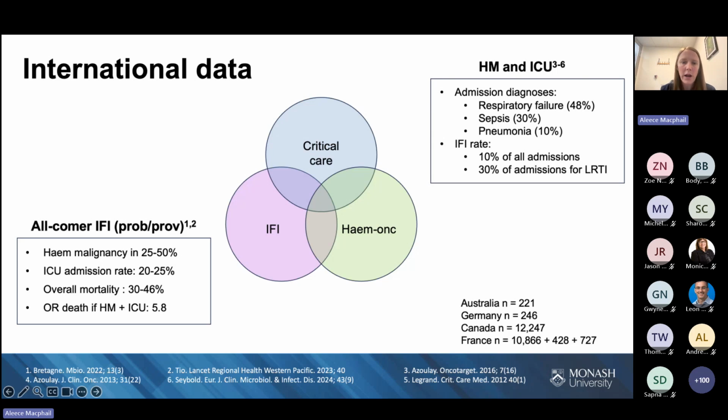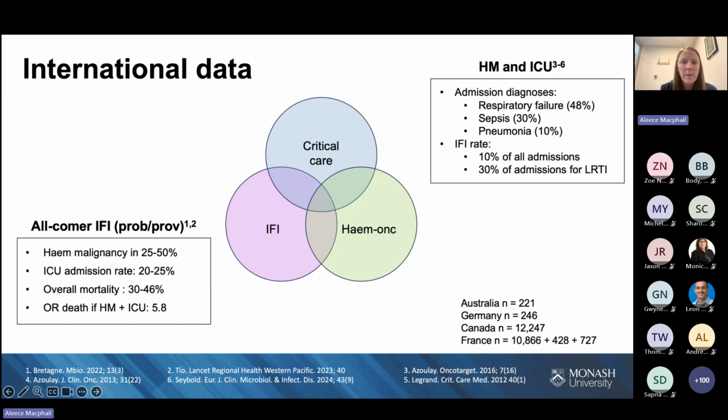Not all of them report IFIs, but a handful do, including a big study from Canada and some multi-centre studies from France. And then, we can also look at big cohort studies or registry data of all comers with invasive fungal infections. So, for example, in France, there's big multi-centre prospective surveillance of IFIs for probable and proven infections. And closer to home, Shoyentio's recent multi-centre cohort study of invasive aspergillus in Australia gives us some more recent and local data as well.